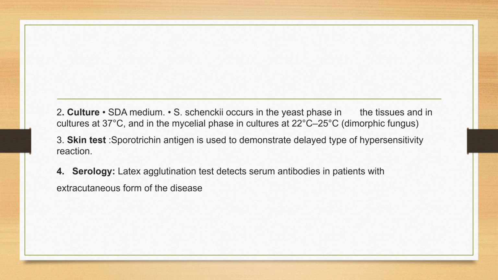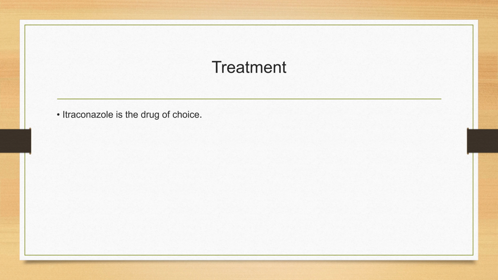The culture is also done in SDA medium, that is the Sabouraud dextrose agar, and it occurs in the yeast phase in the tissues and in cultures at 37 degrees centigrade, and in the mycelial phase in cultures at 20 to 25 degrees centigrade, that is a dimorphic fungus. So that means it can grow at both temperatures, 22 to 25 degrees centigrade and 37 too. Skin test sporotrichin antigen is used to demonstrate the delayed type hypersensitivity reaction, and in serology, latex agglutination tests can be done. The treatment of choice for sporotrichosis is itraconazole.